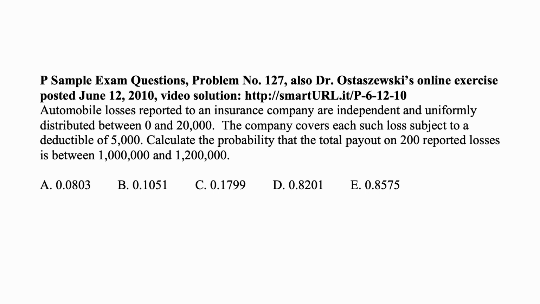Here's a problem for today for exam P on probability. Automobile losses reported to an insurance company are independent and uniformly distributed between 0 and 20,000. The company covers each such loss subject to a deductible of 5,000. Calculate the probability that a total payout of 200 reported losses is between 1,000,000 and 1,200,000.